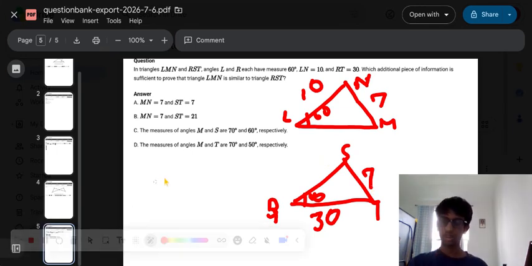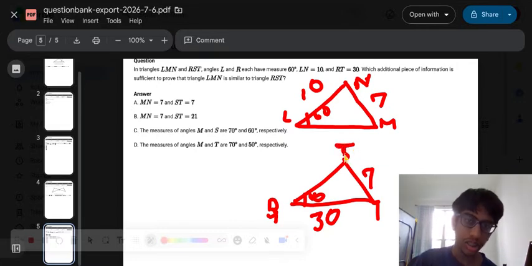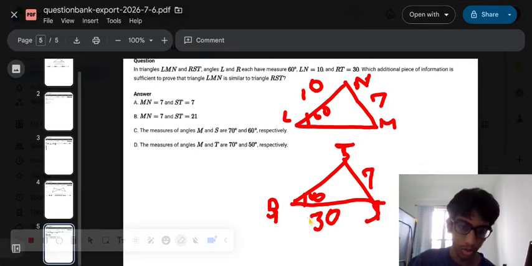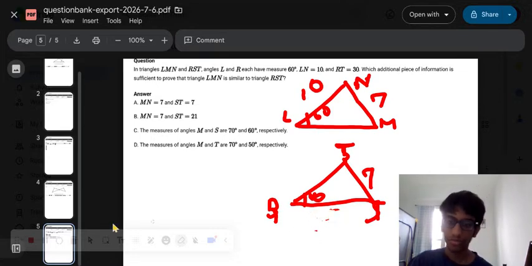If we look here, RT is 30 and LN is 10. So it's highly likely that LN and RT correspond to each other. In other words, the diagram would more specifically look like R, T, S instead, and the reason I'm doing that is because you can see it's more proportionate this way. And then this would be 30.